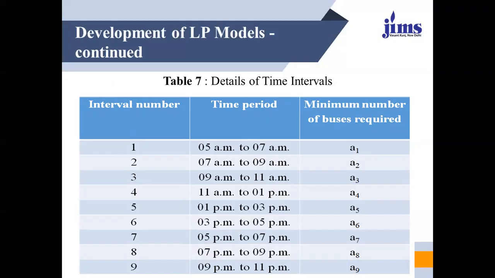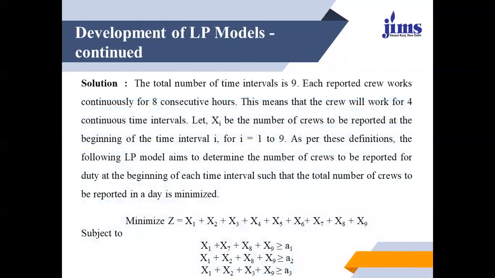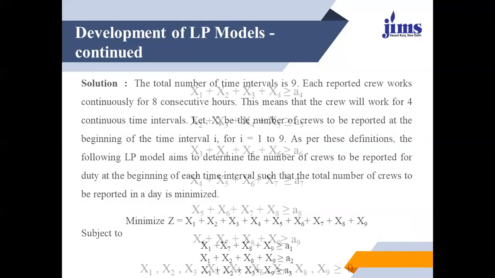should be greater than or equal to a1, because the minimum requirement is a1. It means it may be more but not less than a1. So we say x1 plus x7 plus x8 plus x9 is greater than or equal to a1. Similarly, if you see the conditions, you will find that x1 plus x2 plus x8 plus x9 is greater than or equal to a2. x1 plus x2 plus x3 plus x9 is greater than or equal to a3.